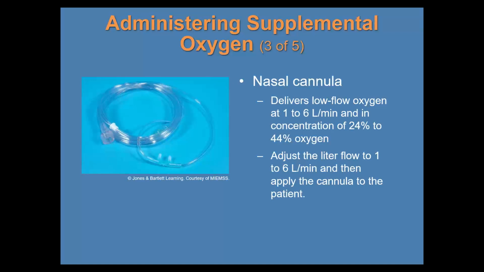Like we talked about earlier, it just helps to take away some of the anxiousness, maybe reduce a little bit of their stress, and again help to oxygenate to some degree. If they're just a little bit below the oxygen saturation level that we want, and we just want to bump it back up into a normal range, adjust the liter flow on the regulator to 1 to 6, and then apply the cannula to the patient.